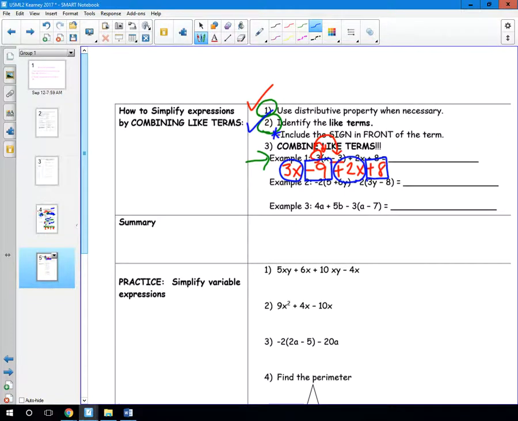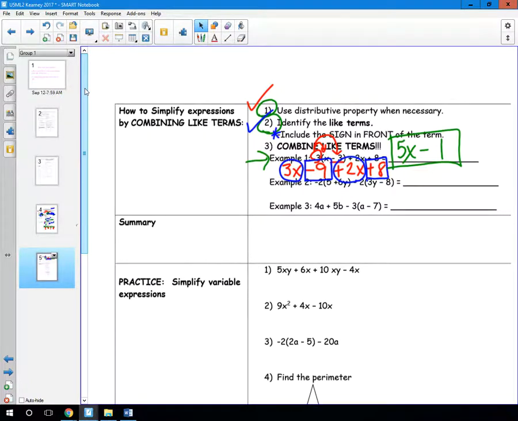Okay, so we have 3x, positive 3x and positive 2x. That would be 5x. And then we have a negative 9 and a positive 8. So are the signs the same or are they different? They're different. And so I'm going to subtract 9 minus 8. And there are more negatives there, so it would be negative 1, which is minus 1.